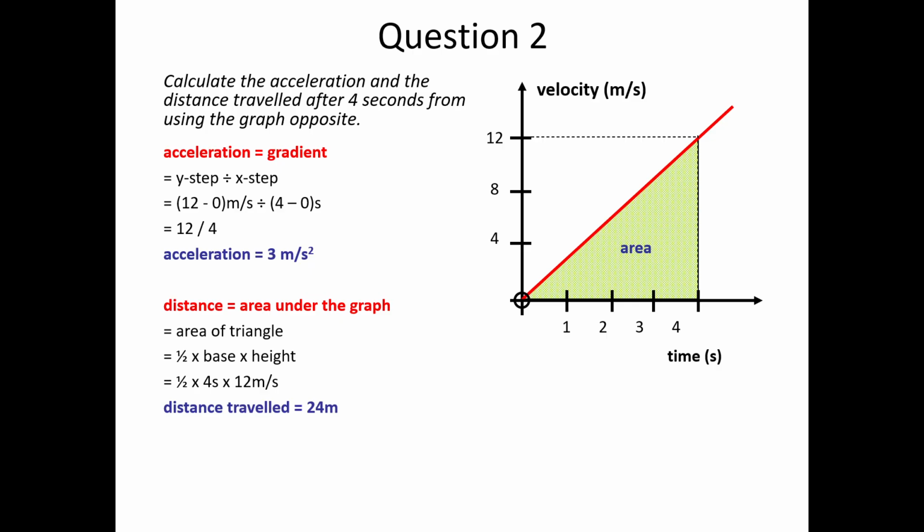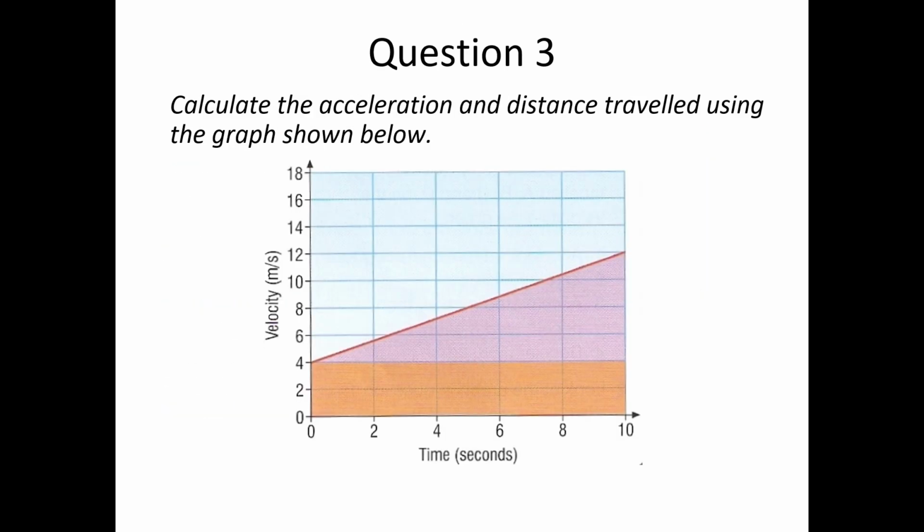So that's pretty standard for a question, but as I say, often they're a bit more complicated shapes, not just a triangle. We'll have maybe a triangle, then a rectangle, then another triangle going down when it's decelerating, okay? So let's have a look at this question then. Calculate the acceleration and distance traveled using the graph below. Now, notice here that the red line doesn't start from the origin, okay? So if you'd like to have a go at this question, pause the video.